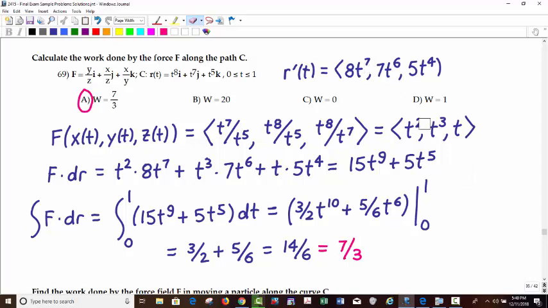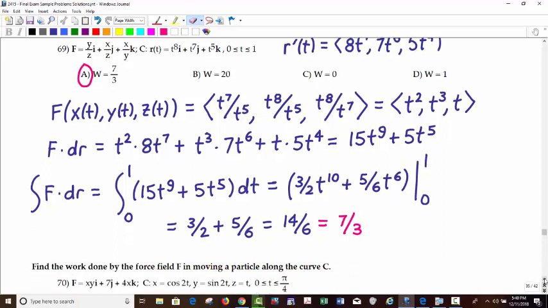And then we're going to dot these two items together right here. t squared times 8t^7, t cubed times 7t^6, t times 5t^4. So you actually have two like terms here. You have an 8t to the 9th and a 7t to the 9th. You add those together, you get 15t to the 9th. And then you'll have a 5t to the 5th, which naturally doesn't combine. So to find this work, all I have to do is evaluate that integral, 15t^9 plus 5t^5 from 0 to 1. That's pretty easy.